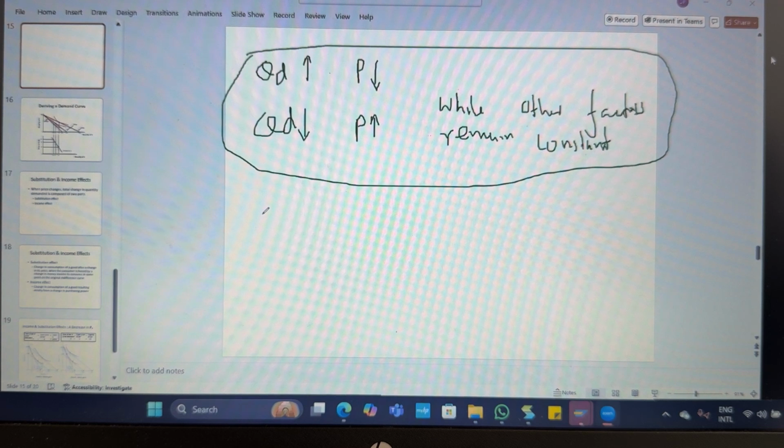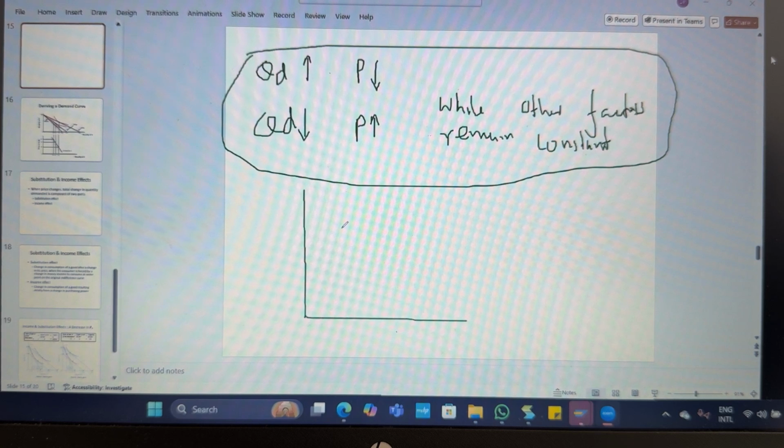So in economics, what is this law? This is called the law of demand. If I ask you to define the law of demand, this is the answer. Perfectly correct answer. According to the law of demand, what should be the shape of the demand curve? Basically, it should be a downward sloping curve like this.